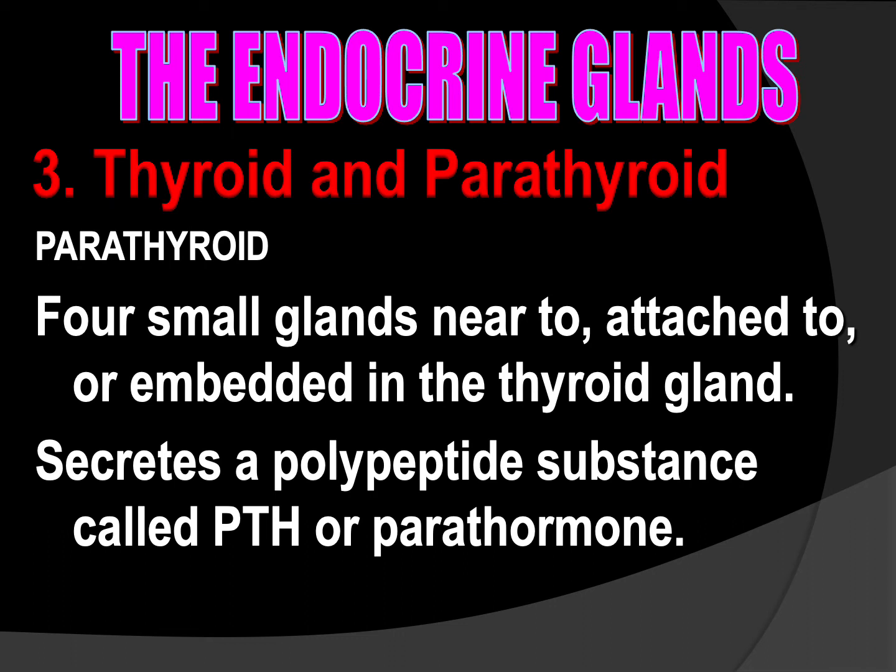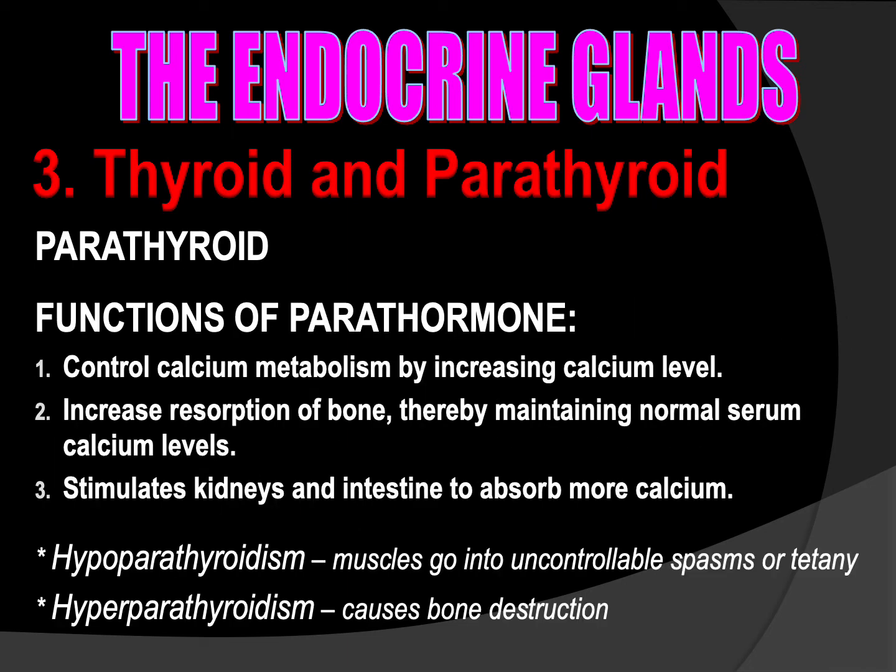Ang sinisikret niya, PTH, parathyroid hormone, or parathormone. As mentioned a while ago, parathormone controls calcium metabolism by increasing calcium level. It's the major hormone which controls calcium in the blood. How does it increase calcium level in the blood? Because it increases resorption of bone. Kaya nagkakaroon ng normal serum calcium level. Pero bukod sa bone, it also stimulates kidneys and intestines to absorb more calcium.